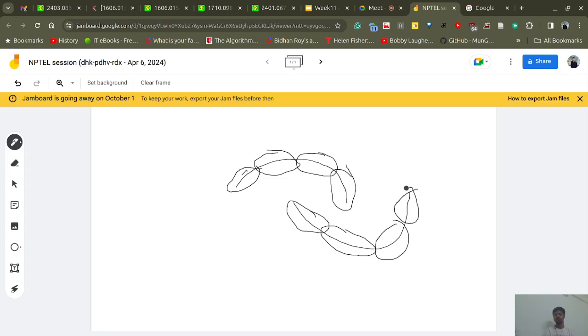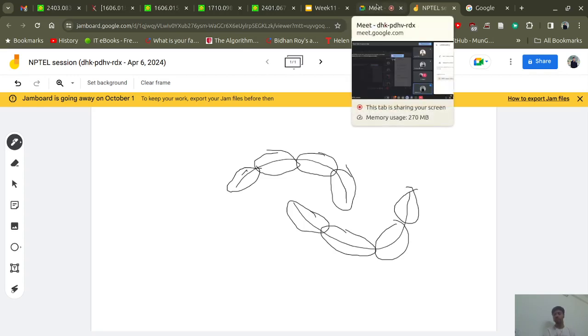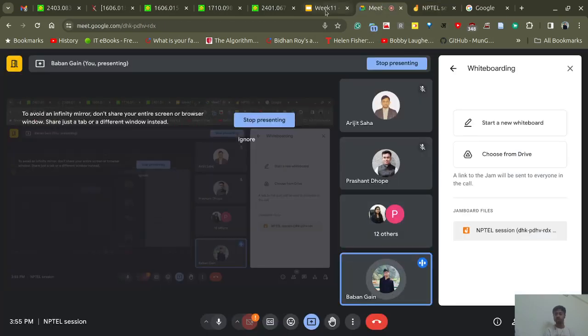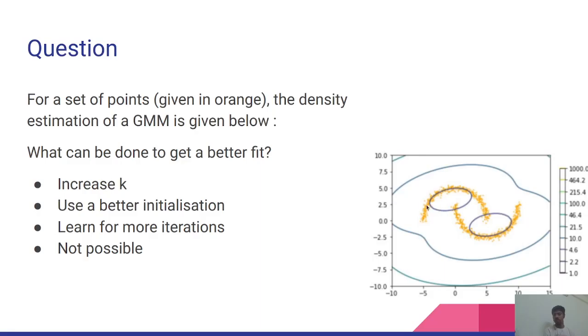So yes, even with 8 or 10, if we increase k, we can fit those clusters this way, and most of the points will be near the center. Here, instead, we can draw it here like this, here like this, and it will work. It will be much better. Most of the points will be at the center of the individual circles. So this is how, if you increase k, this will work.